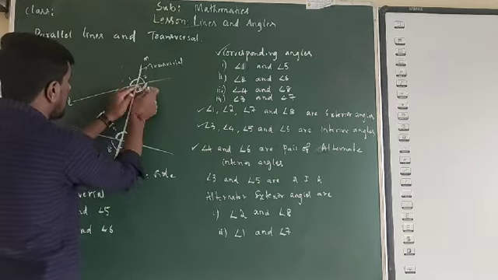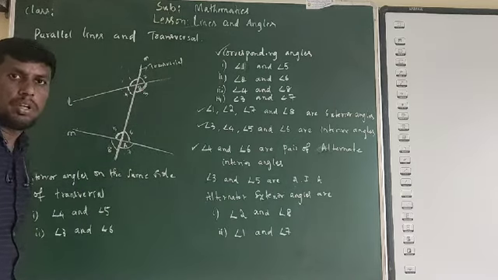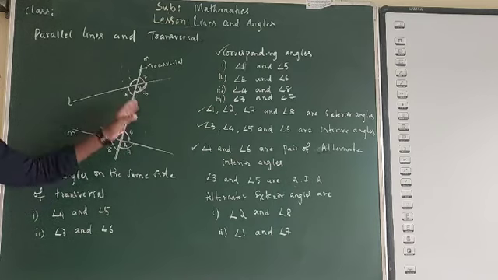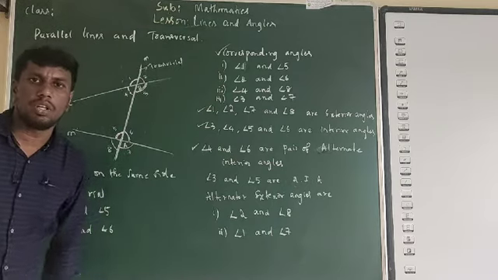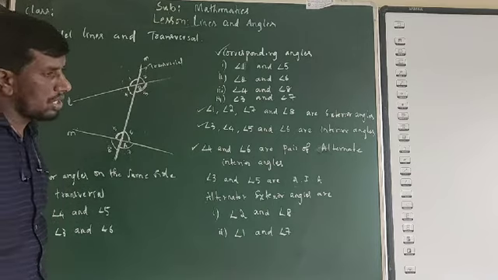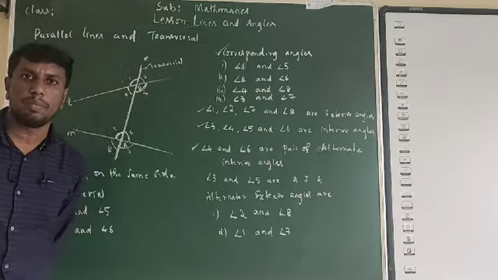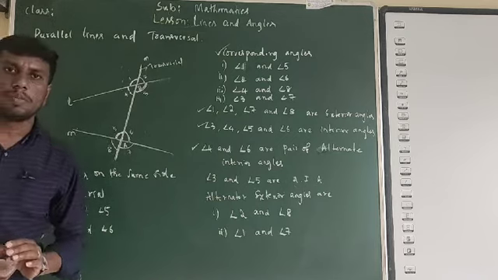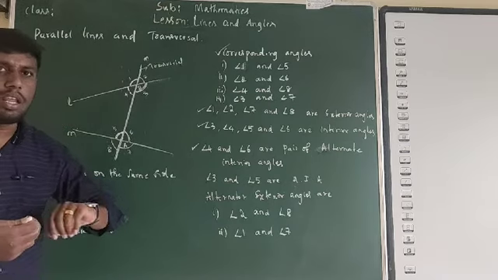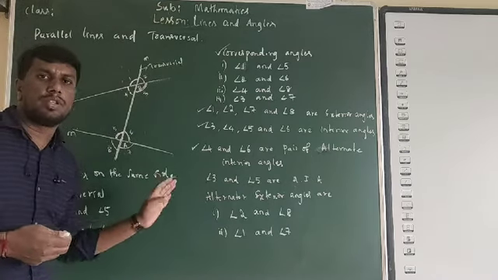3 and 6 are interior angles on the same side of the transversal. These are very, very important angles in terms of parallel lines and transversal lines. The concept of lines and angles is very important. Now comes the concept of parallel lines and the transversal line. How will you show that these two lines are parallel by using the angles concept?